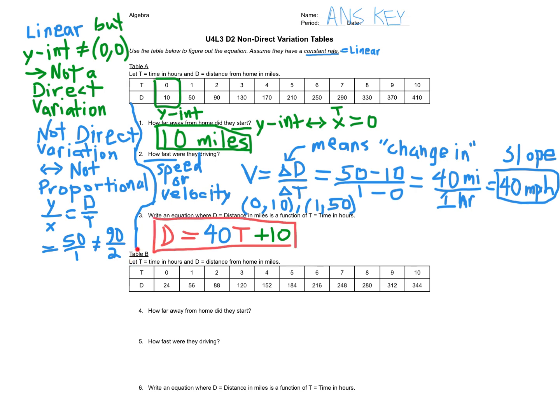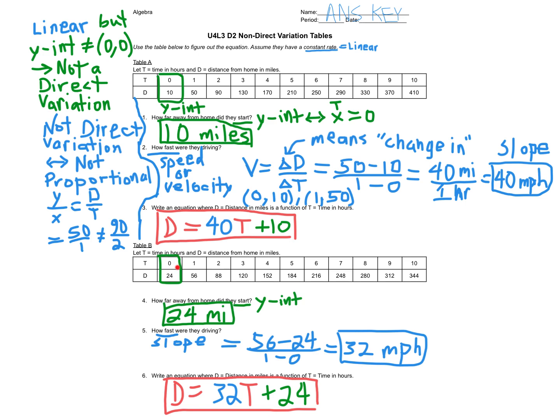Take a moment and try to do table B. Here I have time at 0 is 24, 1 is 56, at 2 hours is 88, 3 is 120, 4 is 152, 5 is 184, etc. Again, answer the questions. Number 4 is how far away from home were they when they started. Number 5 is how fast are they driving. Number 6, I want to write the equation where D is distance in miles, and it's a function of T, time in hours. See if we can answer those. Otherwise, here are those answers.